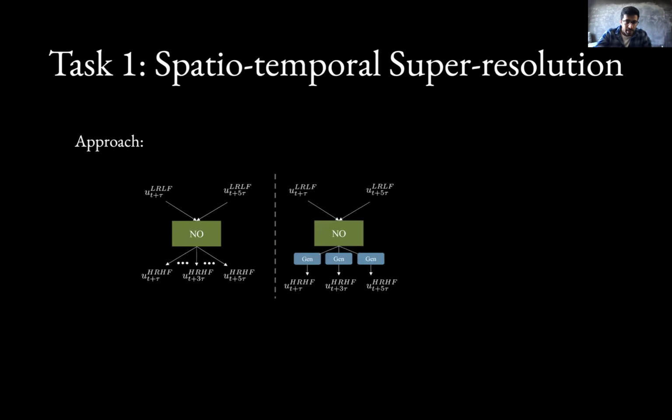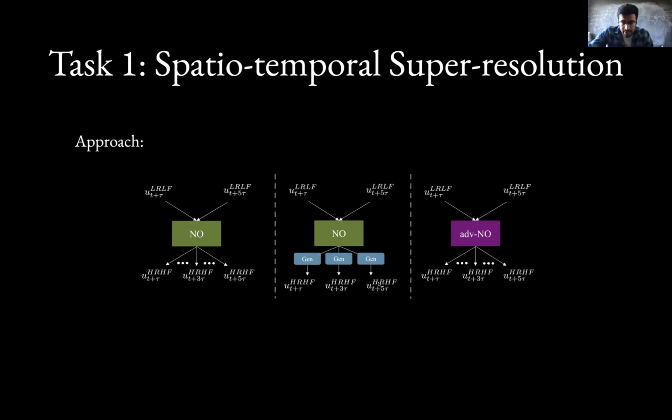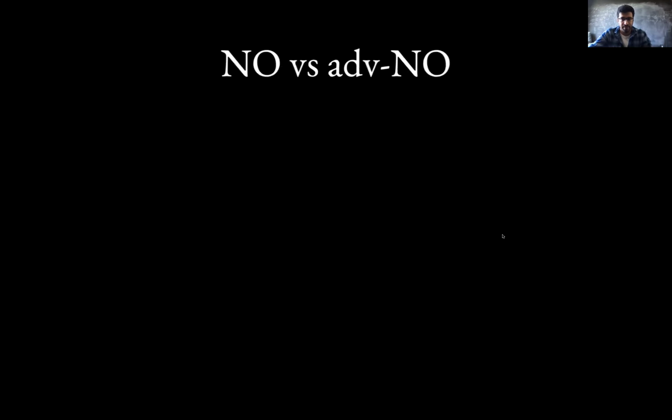An alternate route could be that the state estimated by the neural operator is super resolved using a generative model. So this is what it looks like. Each state is time-independently super resolved using this generative model to get a high resolution, high frame rate output. The third option is adversarial training of a neural operator, where we modify how we train a neural operator by training it adversarially against a discriminator.